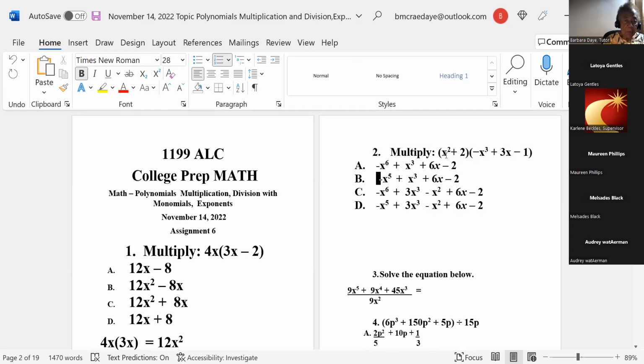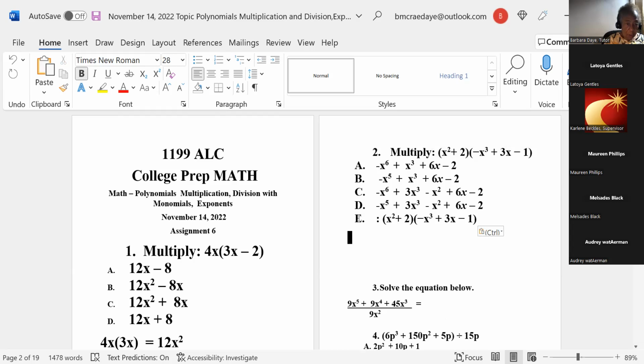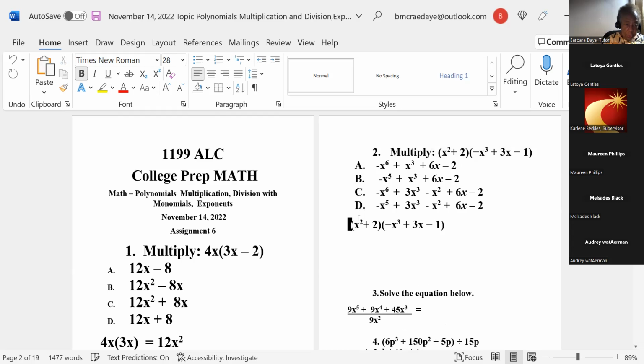Okay, now we take the x plus 2 and multiply it by minus x to the third plus 3x minus 1. So let's just break this up. I'll copy that. Is this a foil, Miss Barbara? This problem number 2, it's a foil, right? Well, I didn't do FOIL. I just broke up the x squared times the expression and the 2 times the expression. Maybe that's why I wasn't getting it.